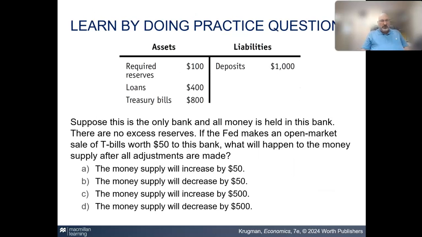So practice question 4, suppose it's the only bank and all money is held by this bank. There are no excess reserves, so they are what we call loaned up. If the Fed makes an open market sale of T-bills worth $50 to this bank, so they sell T-bills worth $50 to this bank, what will happen to the money supply after the adjustments are made?